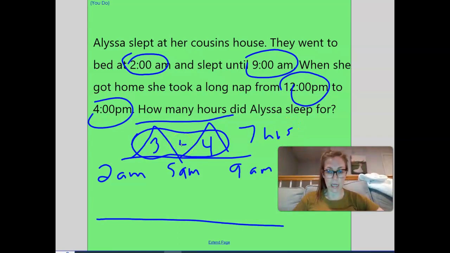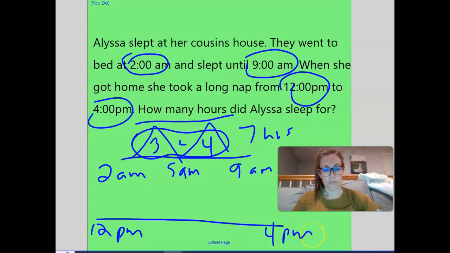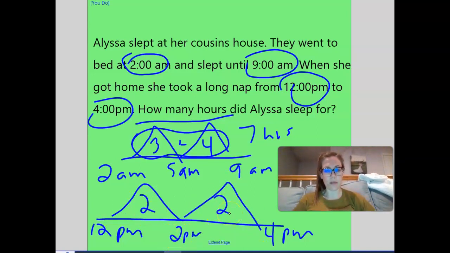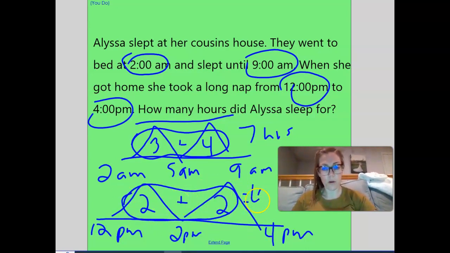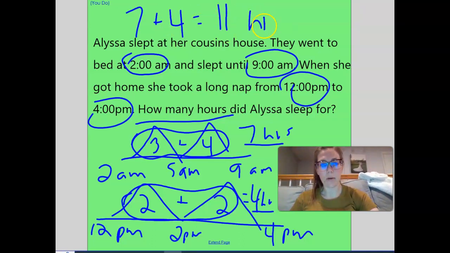And now I'm going to do my second graphic organizer, starting her nap at 12 p.m., so noontime, and ending her nap at 4 p.m. So 12 to 4, if I did a 2-hour jump, that would be 2 p.m. Another 2-hour jump would get me to 4 p.m. So how long was the second sleeping for? That would equal 4 hours. In our first one, she slept for 7 hours, and in our second time sleeping, she did 4 hours, the total amount of sleep she got would be 11 hours.